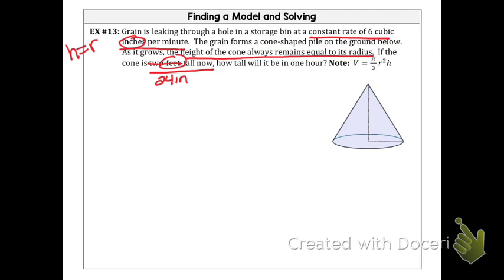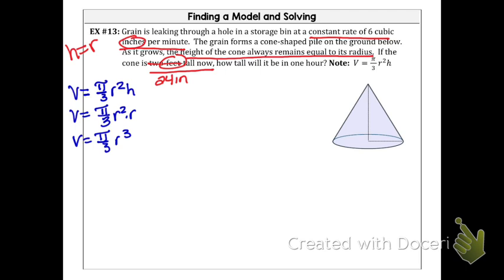So we know the equation they gave us. They told us volume was equal to pi over 3 r squared h. They haven't told us anything about whether it's the radius or the height, but we know that h and r are equal, so I'm just going to change my h to an r. So volume equals pi over 3 r squared times r. So volume equals pi over 3 r cubed. All right, so there's my equation.